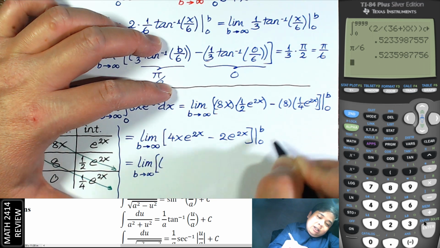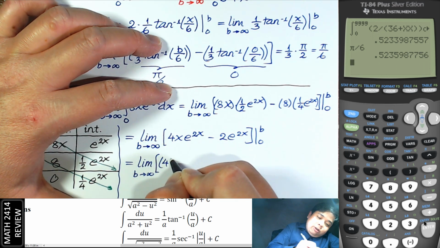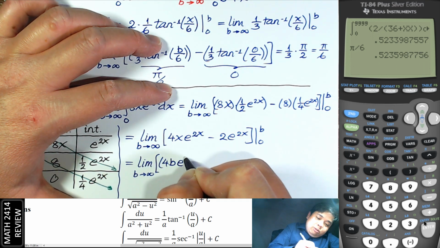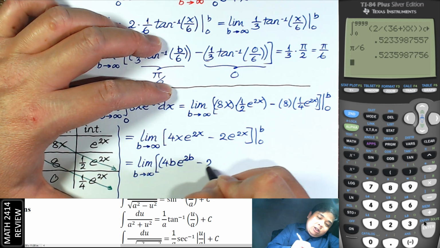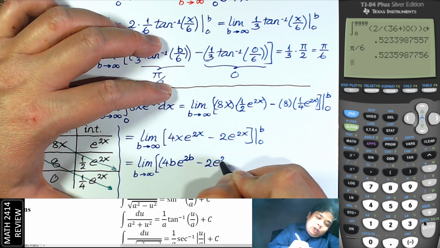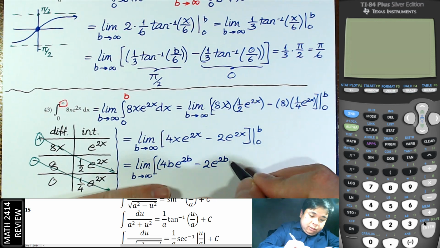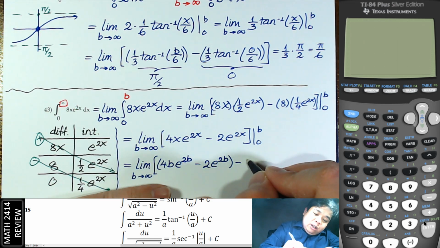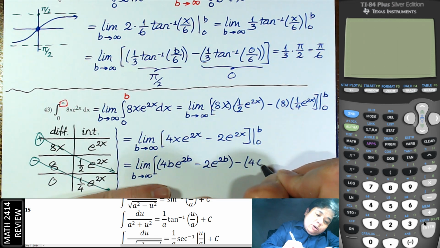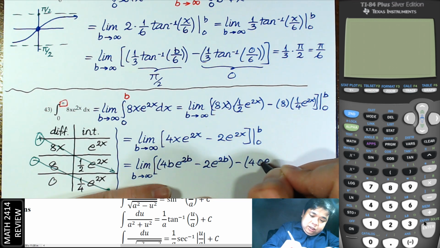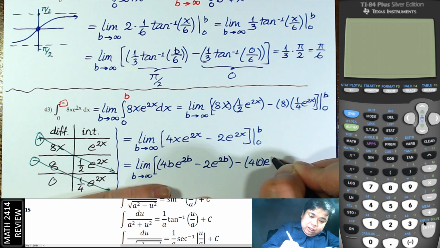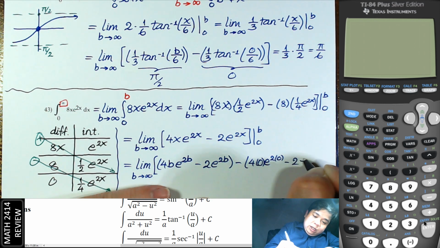Right, first substitute b for x: b e to the 2b minus 2 e to the 2b. Subtract 4 times 0, e to the 2 times 0, minus 2 e to the 2 times 0.